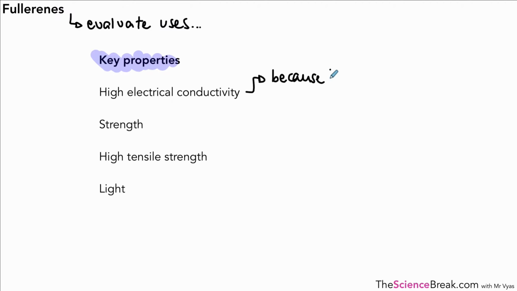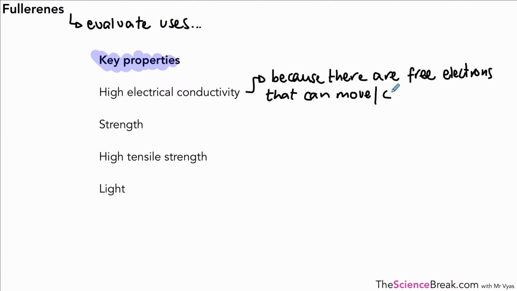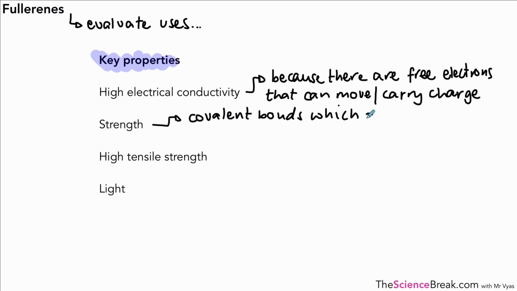So the key properties are that we have high electrical conductivity, and that's because there are free electrons that can move or carry charge through the structure. We have strength, and the reason we have strength is because we have covalent bonds which are very strong, require a lot of force to pull those apart, and there are many of them.